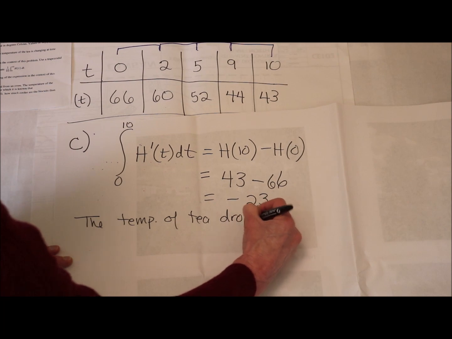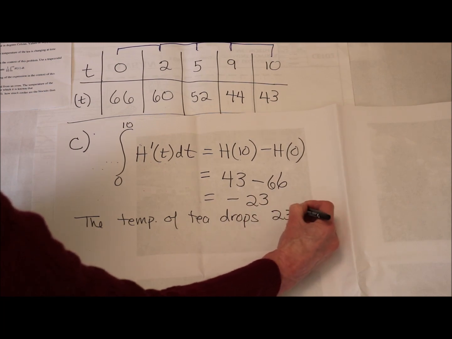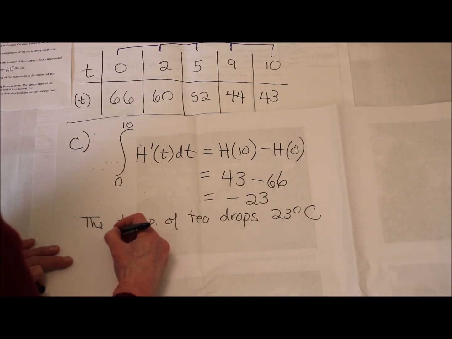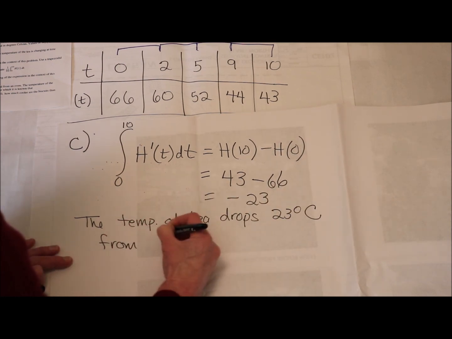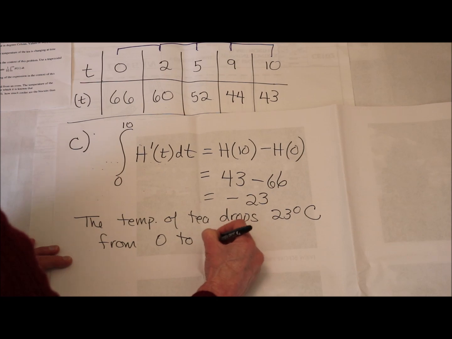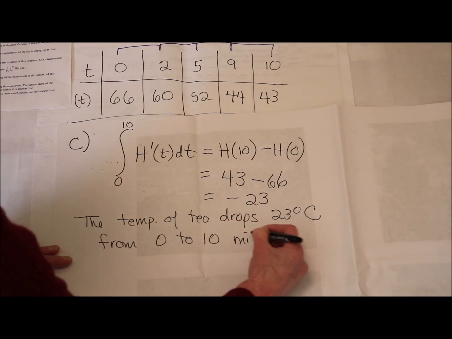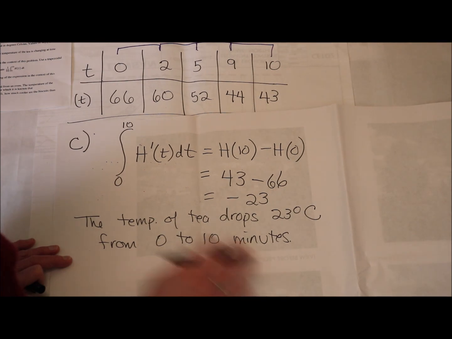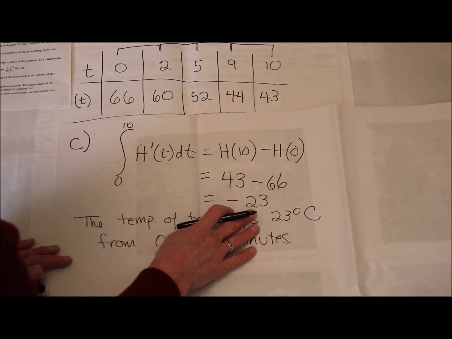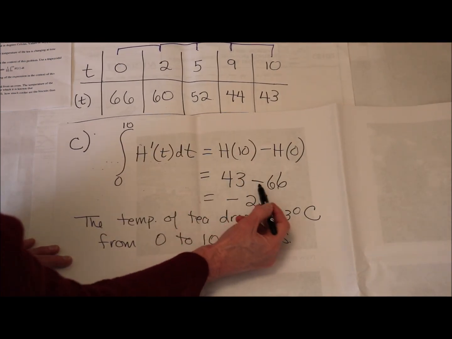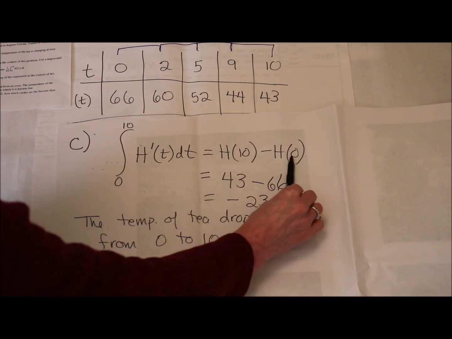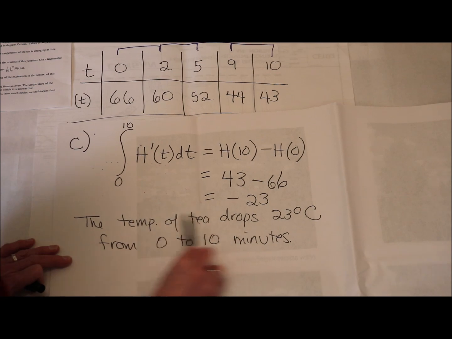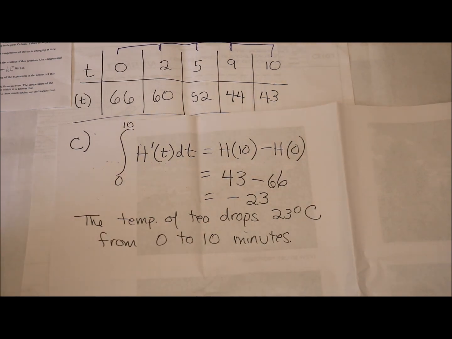Explain means use words. So the temperature of the tea, you can abbreviate though, drops 23 degrees Celsius from 0 to 10 minutes, something like that. Okay? So you have to show this work. You didn't have to show the 43 minus 66, but you had to show this setup, h of 10 minus h of 0. You had to show negative 23, and then you had to explain it in words.